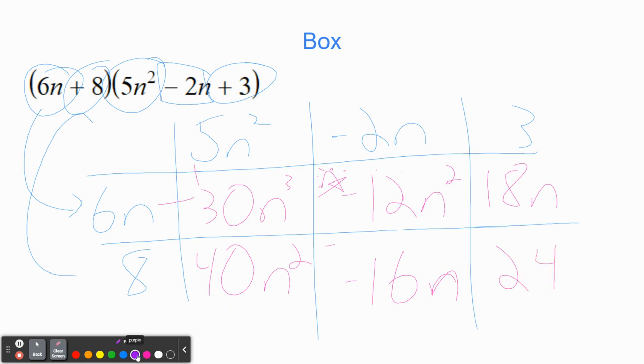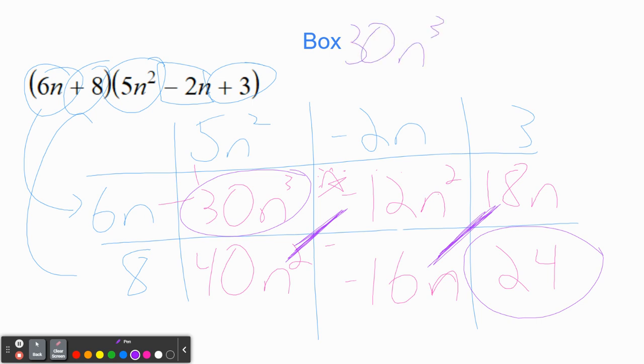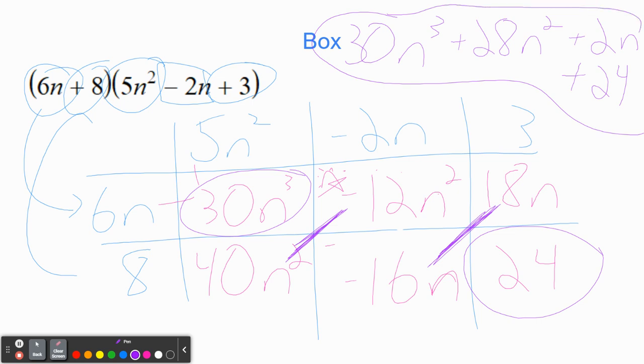Now, the cool thing about the box is all of your like terms are going to be on the corners, okay? So I know that 30n cubed is going to be by itself and plus 24. That's going to end it for me. So 30n cubed. I have to do 40 minus 12 is 28n squared. Oh, I'm going to run out of room. 18 minus 16 is 2n, and then plus 24. Sorry, that didn't come out so cleanly. But using the box method, that is my final answer. In a nice little order there.